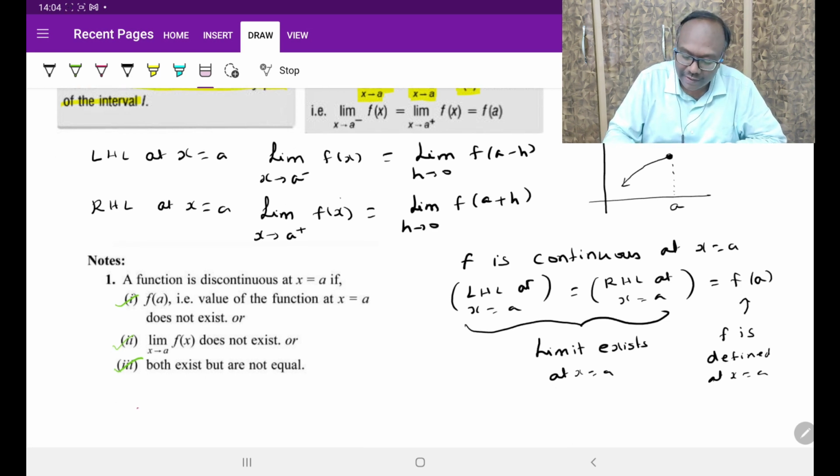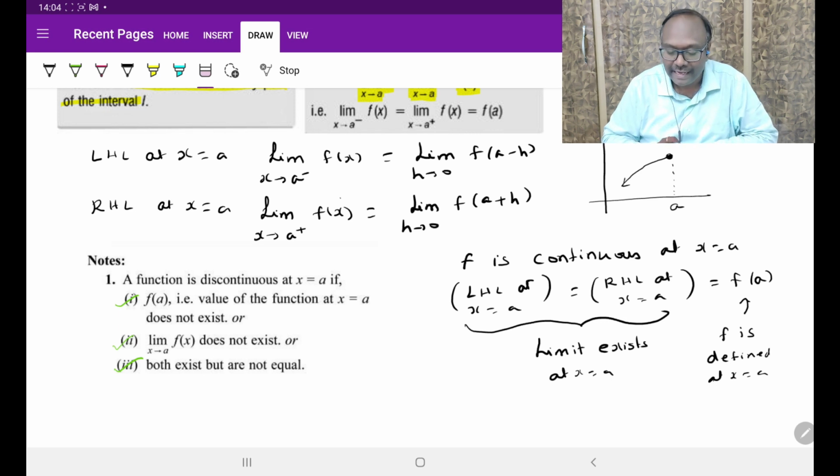So let's try to go into detail of each point. f of a is not defined. So many multiple choice questions come based on these 3 points. Based on the continuity problems, if you see f of a is not defined, then the function is discontinuous.